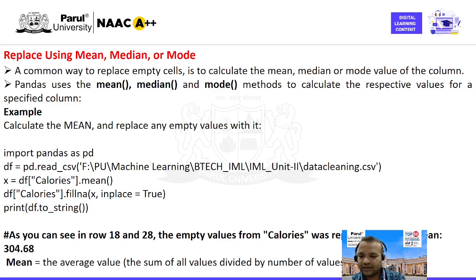Like we identified here, in rows 18 and 28, the empty values from calories were replaced with the mean, 304.68. So if we want to replace the empty cells in calories with the mean value, in row numbers 18 and 28 we replace them with 304.68, which is the mean value of that particular column, calories. That's it.